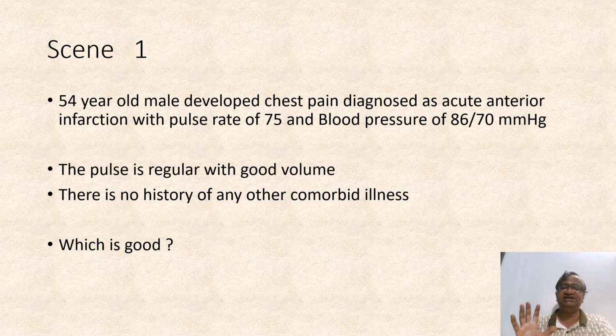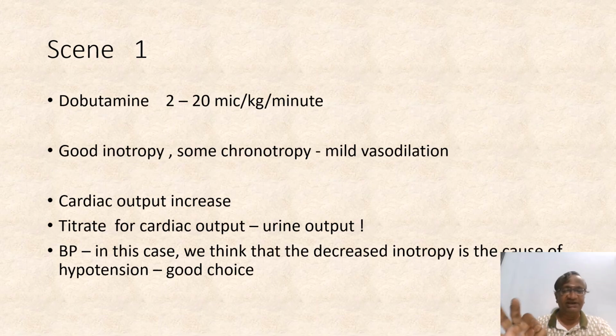Now a 54-year-old man develops chest pain, acute anterior infarction. Pulse rate of 75, BP of 60. See, this is a shock. Acute MI, it's a cardiogenic shock. Pulse is regular volume, no other history. Dobutamine, 2 to 20 mcg, because good inotropy, some chronotropy, mild vasodilatation. SVR decrease, afterload decrease, good output. See the urine output. We think that the infarction causing myocardial dysfunction and decreased inotropy is the cause of hypotension. It is cardiogenic shock, so give dobutamine.